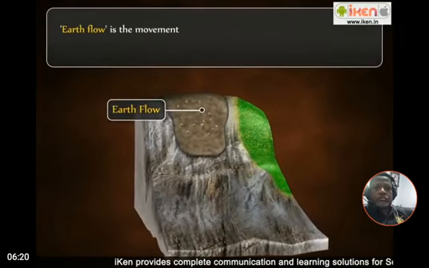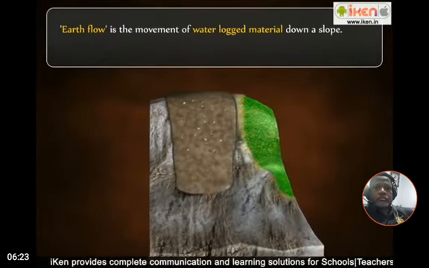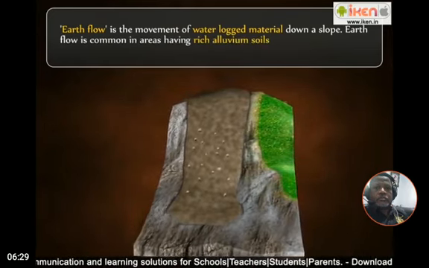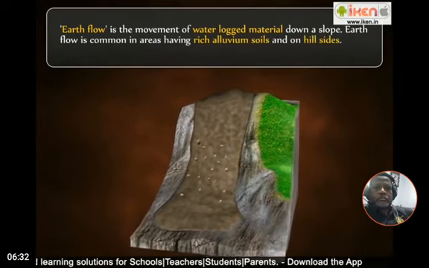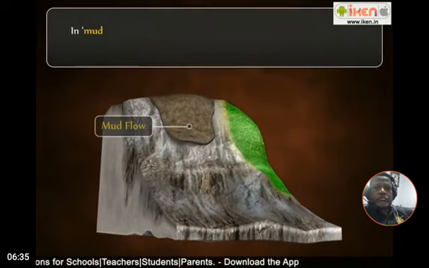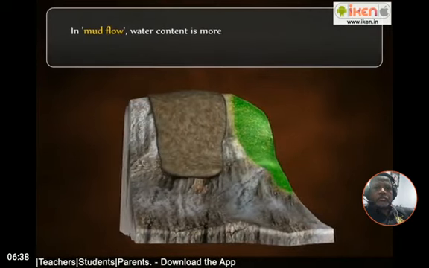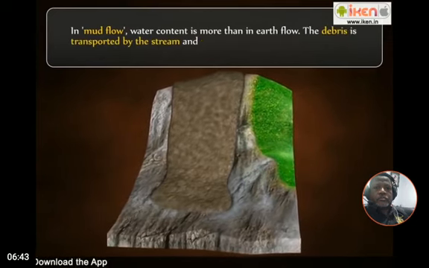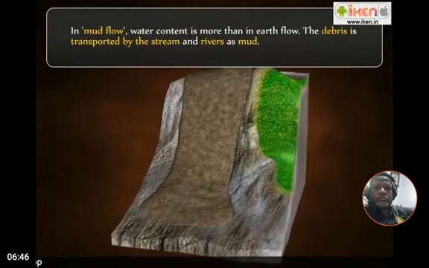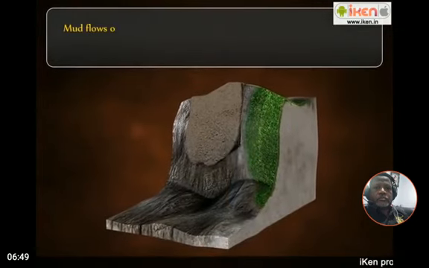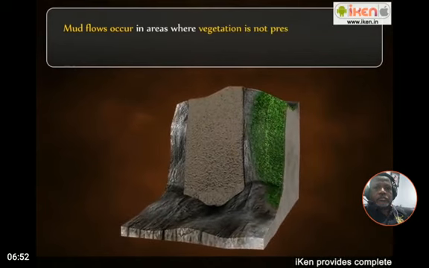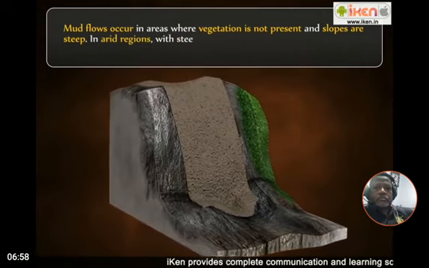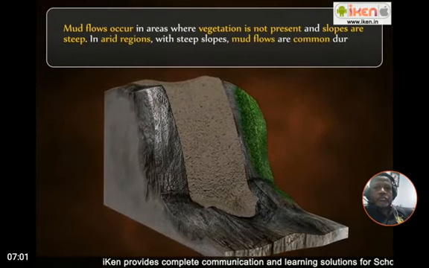Earth flow is the movement of waterlogged material down a slope. Earth flow is common in areas having rich alluvium soils and on hillsides. In mud flow, water content is more than in earth flow. The debris is transported by the streams and rivers as mud. Mud flows occur in areas where vegetation is not present and slopes are steep. In arid regions with steep slopes, mud flows are common during rainfall.